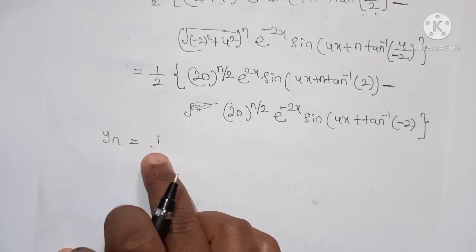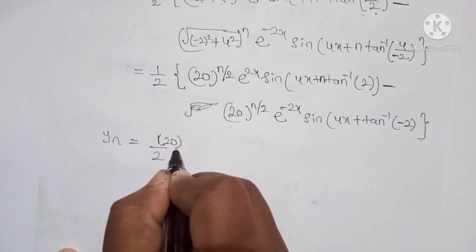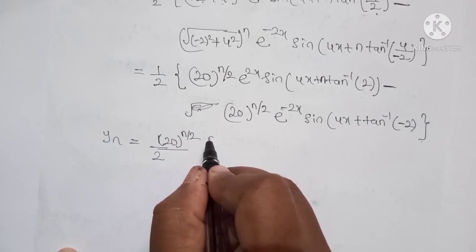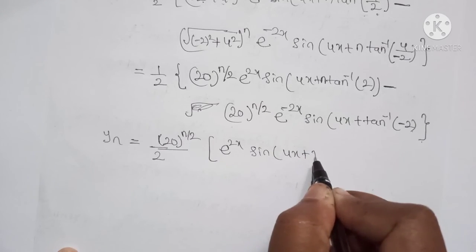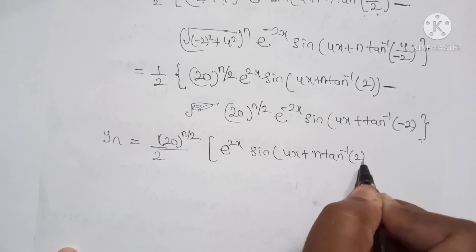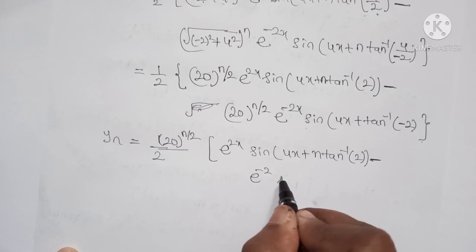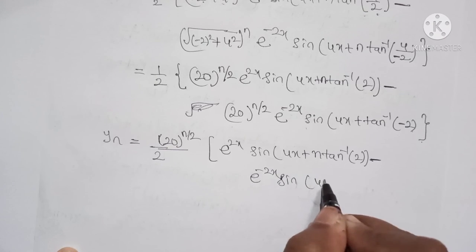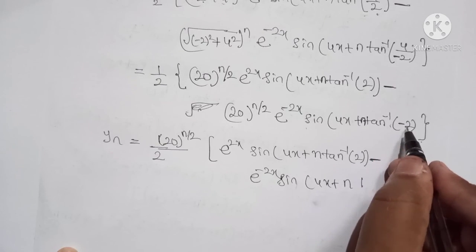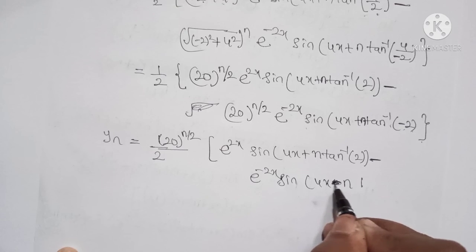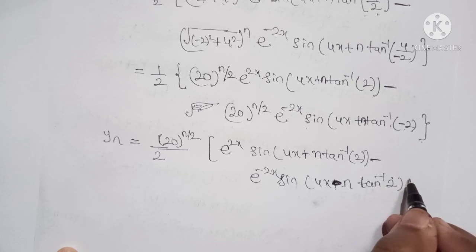This can be further simplified as y n equals 1 by 2. Here we can take 20 power n by 2 outside, that is common. From these two we get e raised to 2x sin 4x plus n tan inverse of 2, minus e raised to minus 2x sin of 4x plus, here also we should write n. So tan inverse of minus theta equals minus theta, therefore it is minus n tan inverse of 2. So this is the final answer.